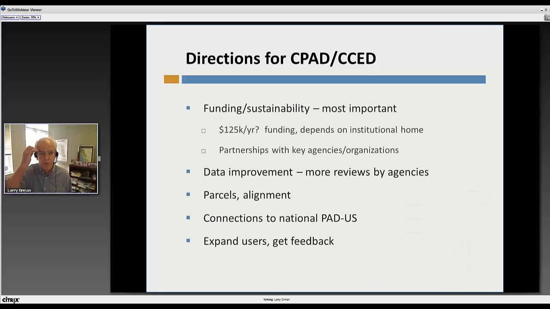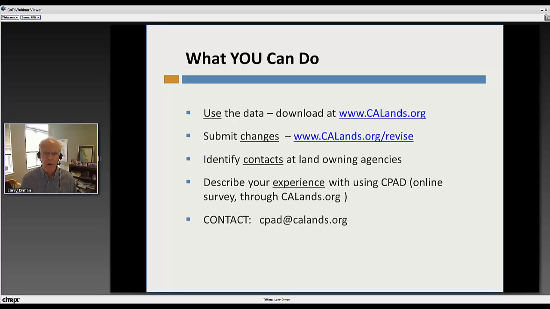Let me wrap up with two things, just this couple slides and then a very quick web demo of something. We think we're going to get funding from the Resources Agency to continue this work. We have lots of things we want to do, and we welcome your input on it. There are ways you can contribute your thinking using the survey at CA Lands, emailing us, just finding some way to get in touch.